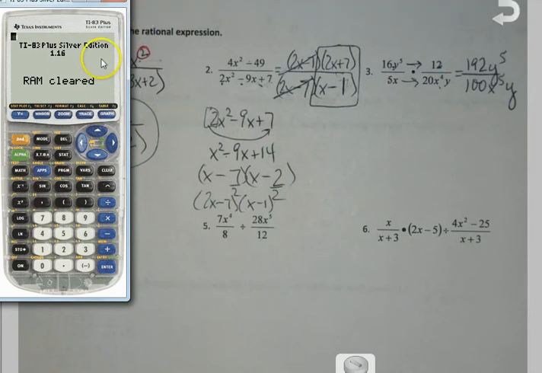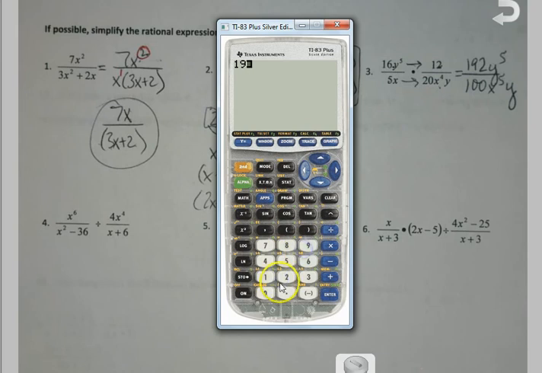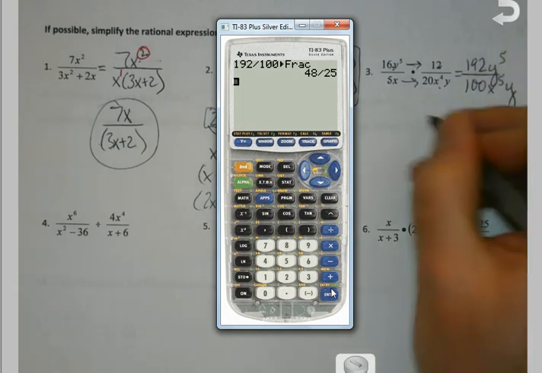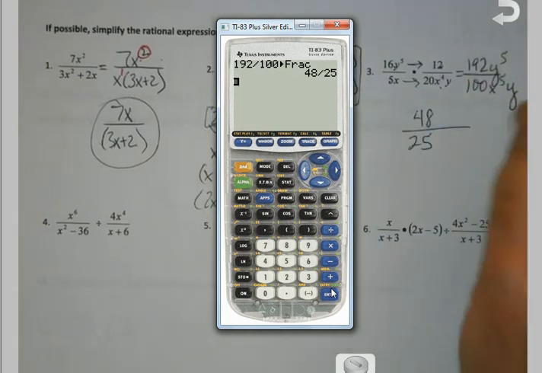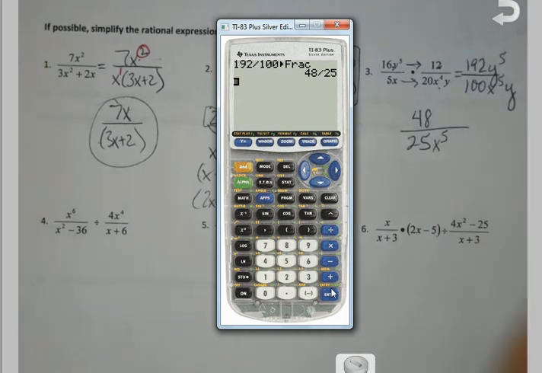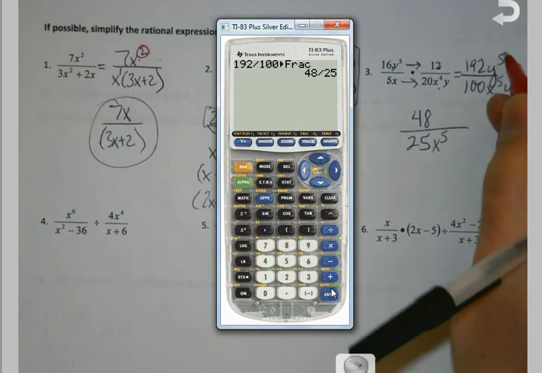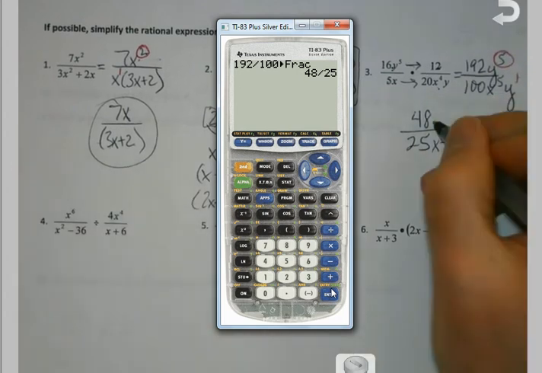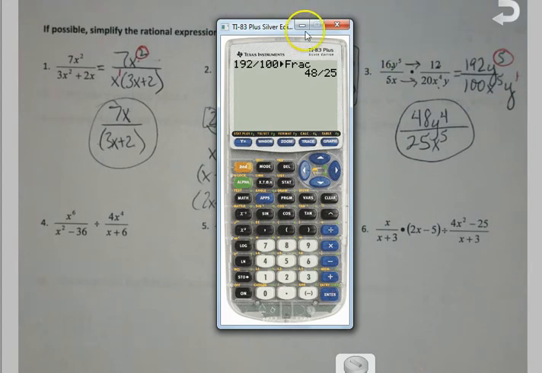So what we'll do here in a minute, there we go. Because I do need to reduce. So 48 over 25. I notice there's only one x term, so it'll stay on the bottom. But then my y's, 5 minus 1 is 4. Larger exponents up top in the numerator. Circle that, and I'm good to go.